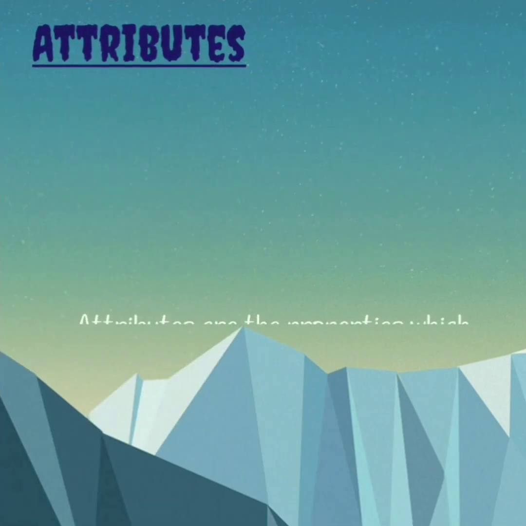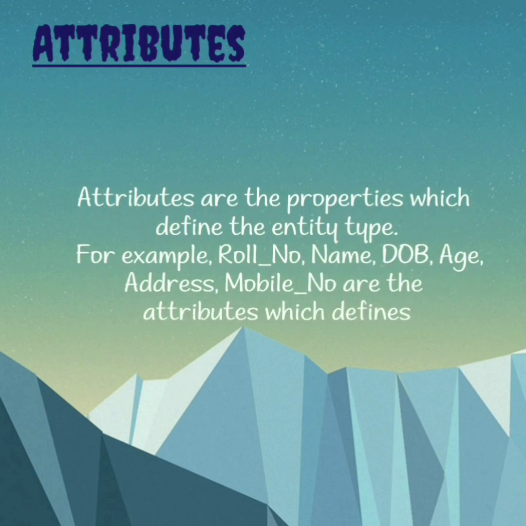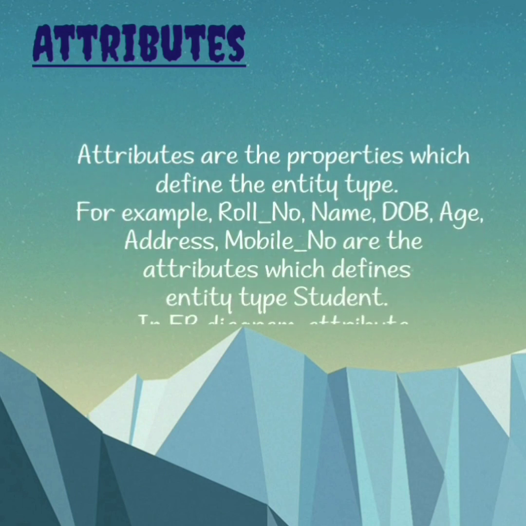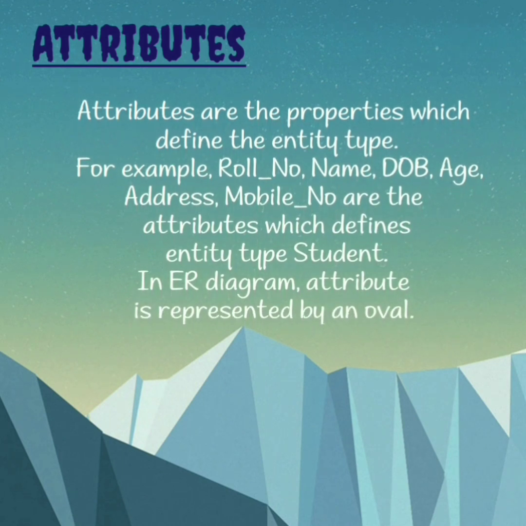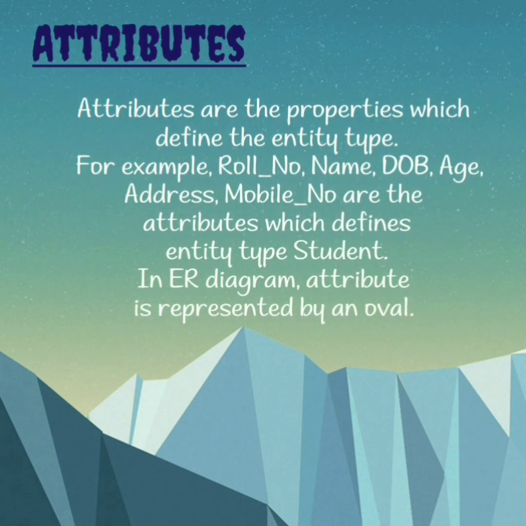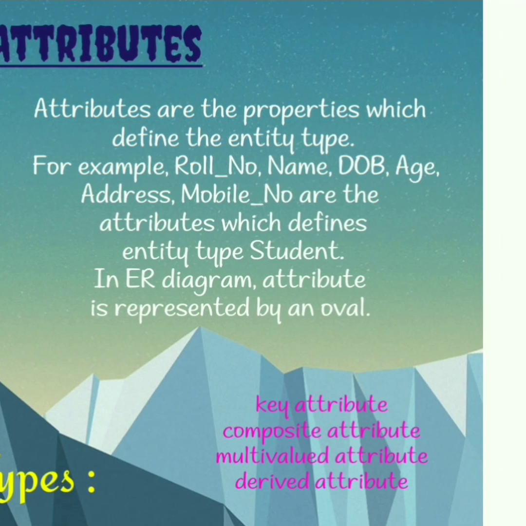Attributes. Attributes are the properties which define the entity type. For example, roll number, name, date of birth, age, address, and mobile number are the attributes which define the entity type student. In an ER diagram, an attribute is represented by an oval. Types of attribute: key attribute, composite attribute, multivalue attribute, and derived attribute.